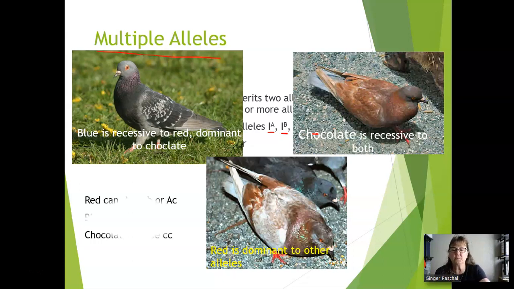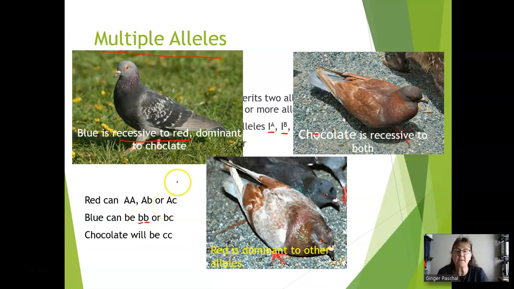If we were going to write the genotypes of these, red can be capital A, lowercase b, or capital A, lowercase c. So this can get a little confusing. Blue can be written lowercase b. The reason for that is because it's recessive to red. That's why it is a lowercase letter, because it is recessive to something. But it's actually dominant to chocolate. So the chocolate would be the lowercase c.